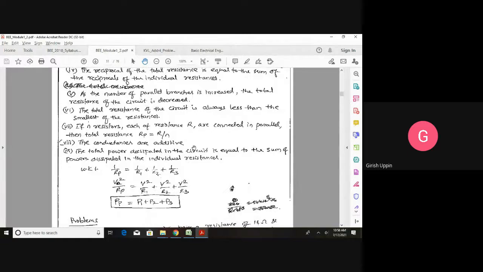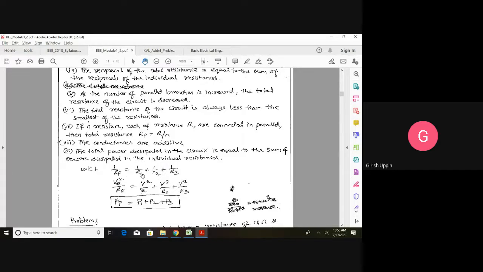The conductances are additive. Okay, the total power dissipated in the circuit is equal to the sum of the powers dissipated in the individual resistances. Similar to the DC series circuit, the total power dissipated in the circuit is equal to the sum of the powers dissipated in the individual resistances. How to prove that?